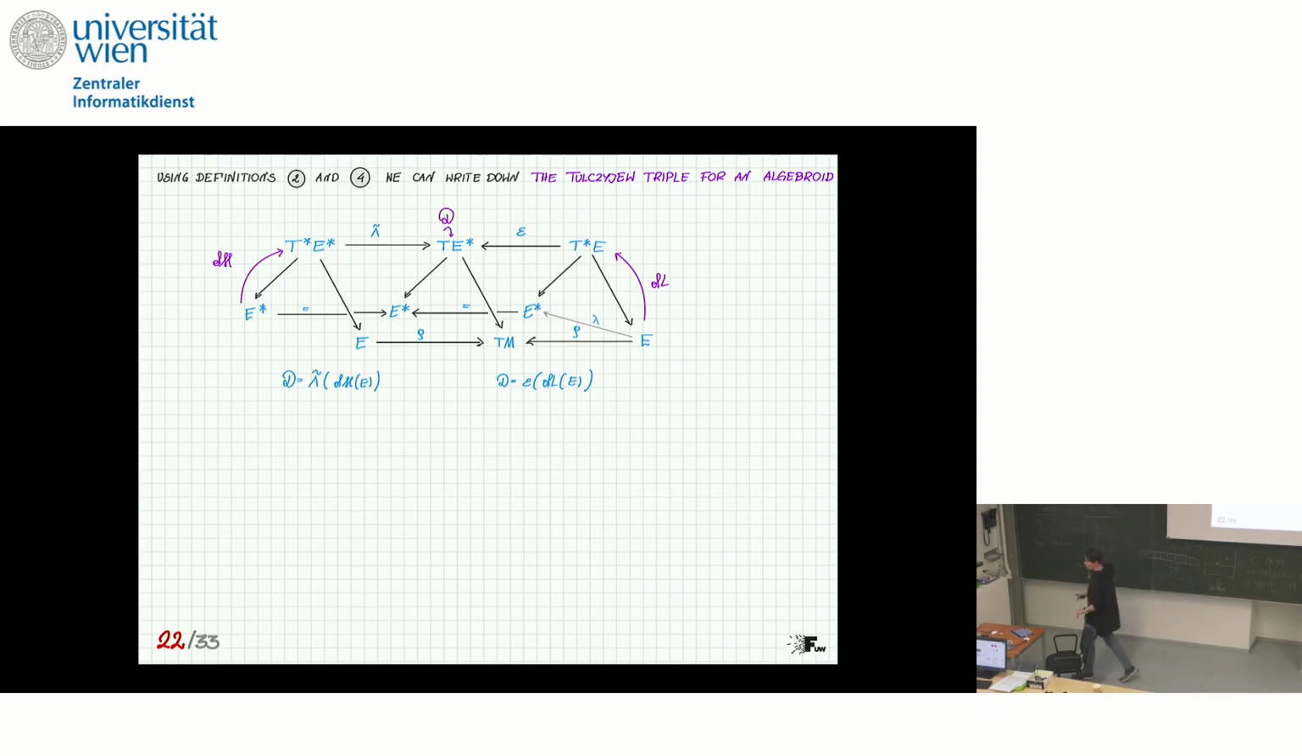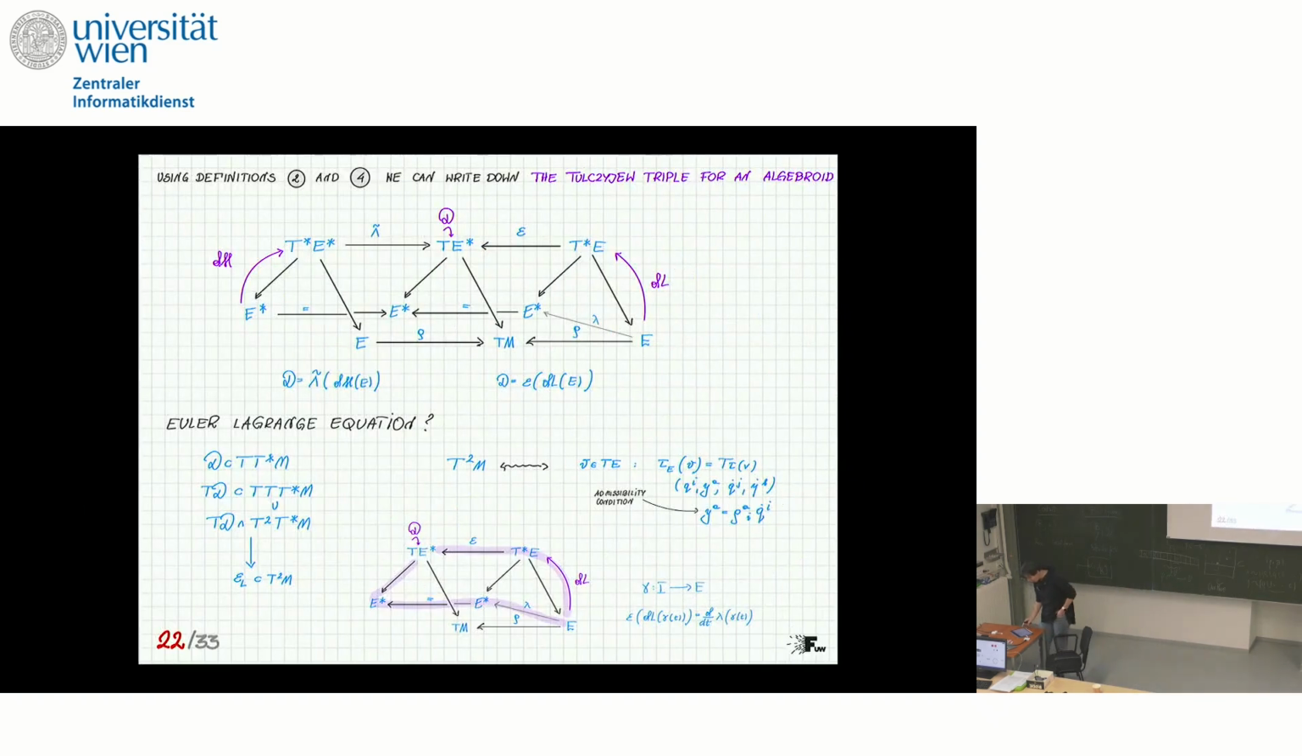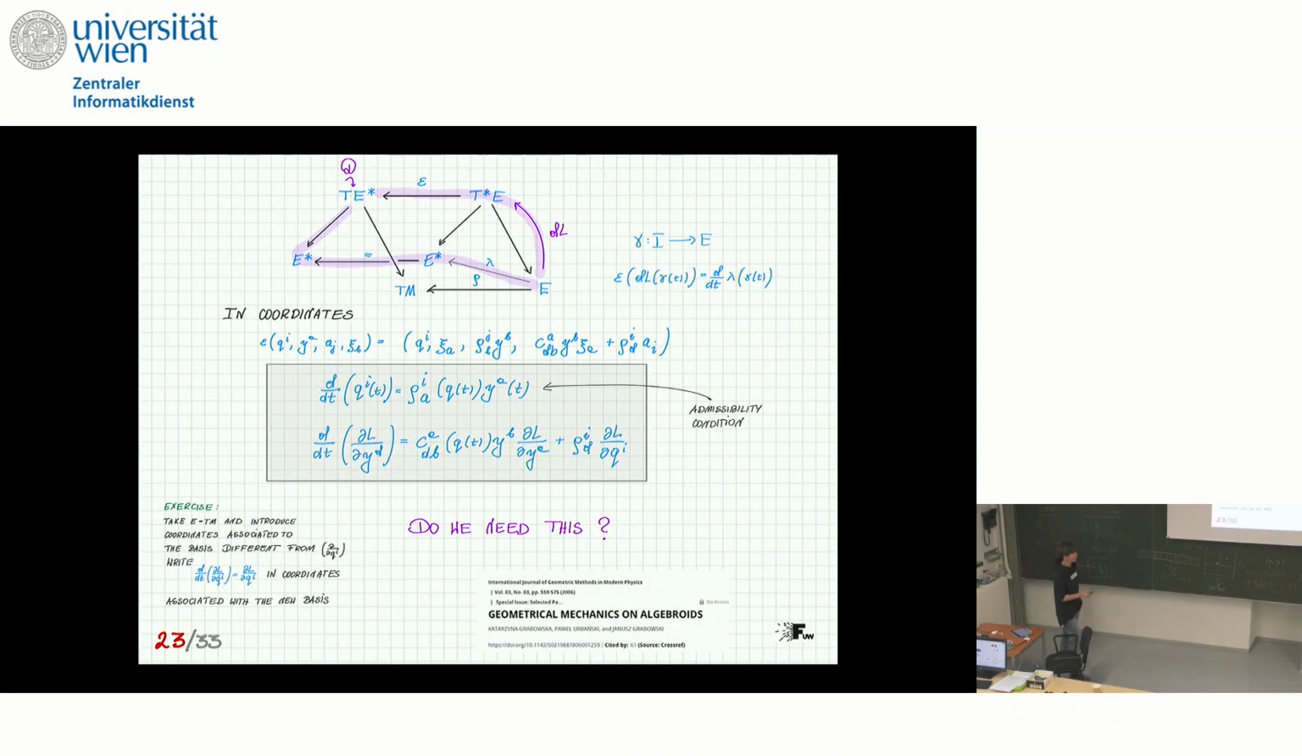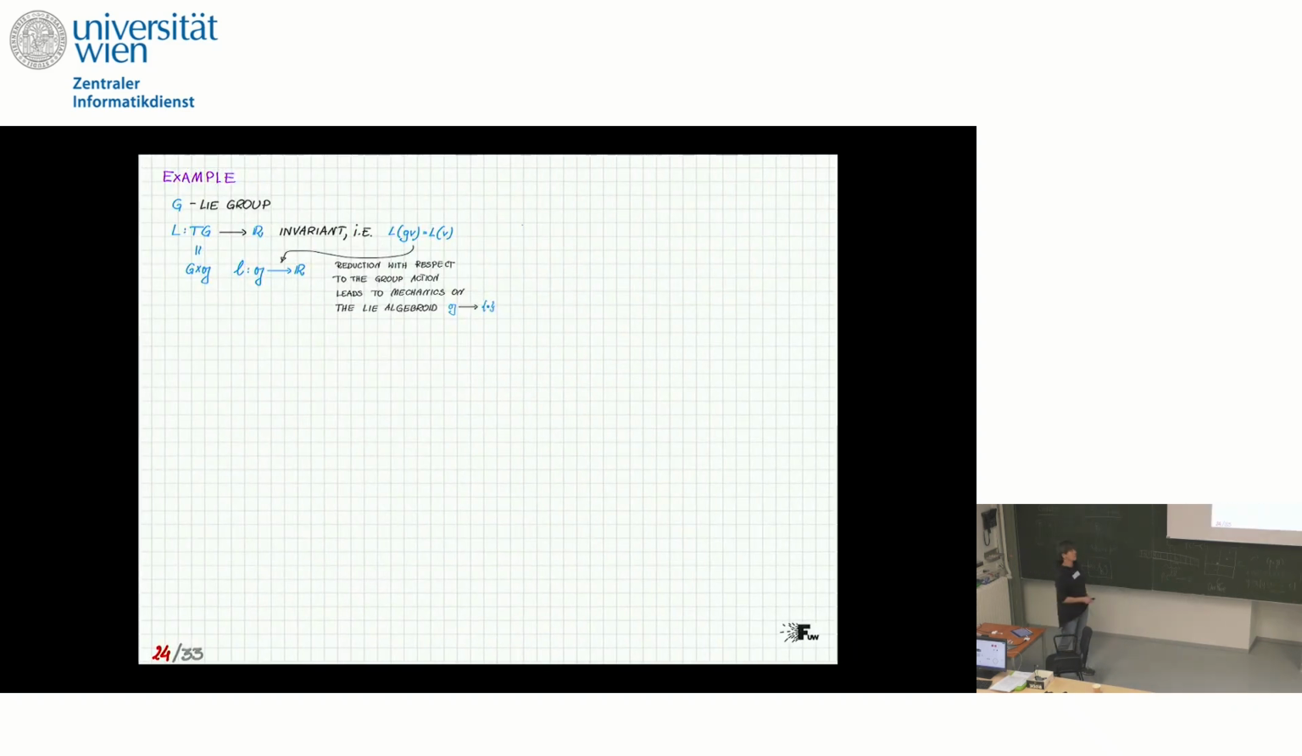Okay, and so this is the reminder, and we were about to present examples. We finished with the question, do we need this? And there will be 2 examples. The first example will be living on a Lie algebroid, and this is just another way to look at a system which is very well known.